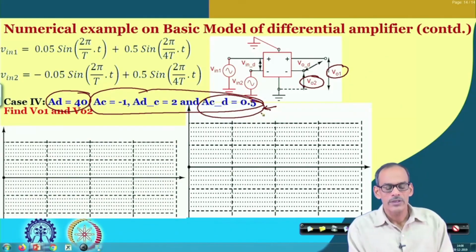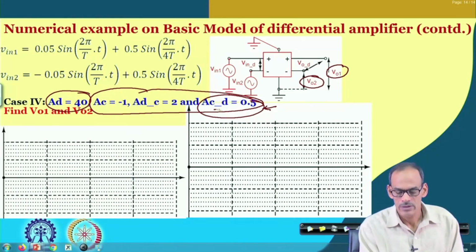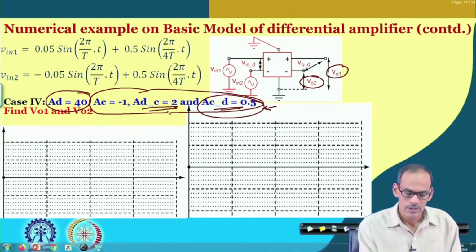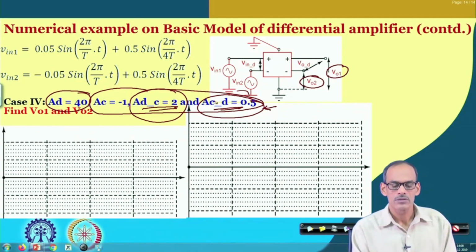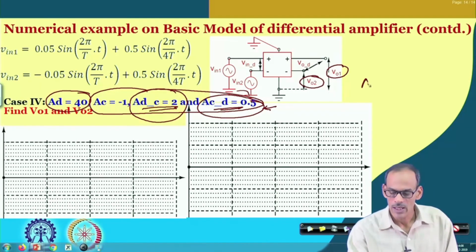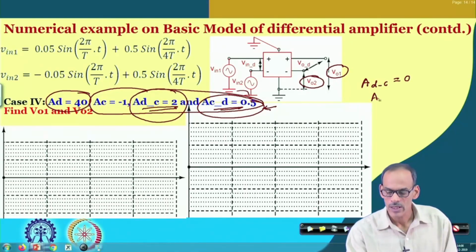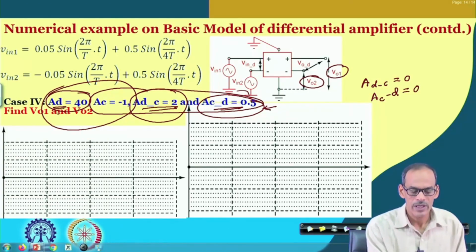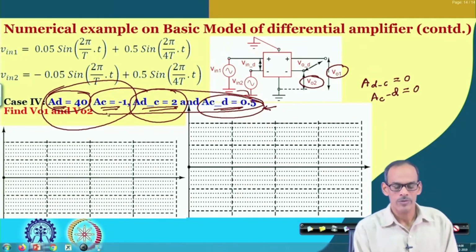So, practically even though they are non-zero, in this course of discussion in this subject we will assume that these two parts, this part and this part, are absent. We consider ADC equals 0 and ACD is also 0, and we will try to characterize the circuit by considering the differential gain and common mode to common mode gain.